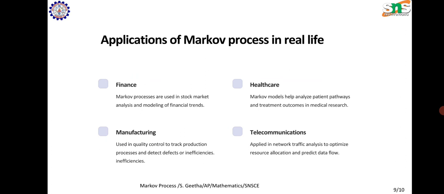Applications of Markov process in real life. Finance: Markov processes are used in stock market analysis and modeling of financial trends. Manufacturing: used in quality control to track production process and detect defects or inefficiencies. Healthcare: Markov models help analyze patient pathways and treatment outcomes in medical research. Telecommunication: applied in network traffic analysis to optimize resource allocation and predict data flow.